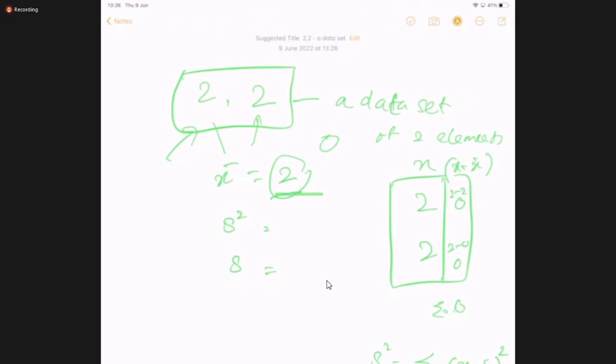You don't need to calculate that variance, but by looking at the data set you should know the variance is going to be 0 for this case. Is that clear? So we expect from every data set the variance is going to be 0.